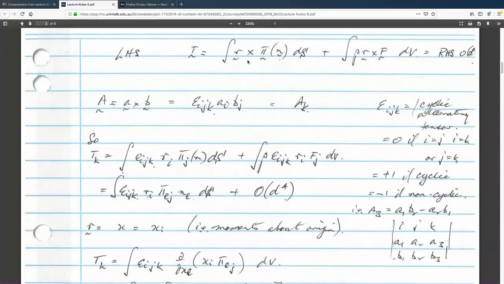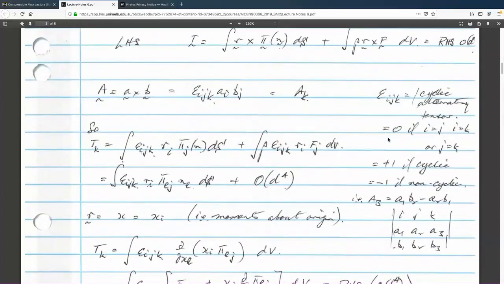So we're now going to work out the right-hand side, the torque. So what is the torque? It's R cross pi plus R cross F. So let's do that. If I wanted to work out the kth component, it'd be epsilon ijk, and it'd be r_i pi_j on the surface n. So it's the force in the jth direction, plus epsilon ijk r_i f_j, which is from the R cross F.